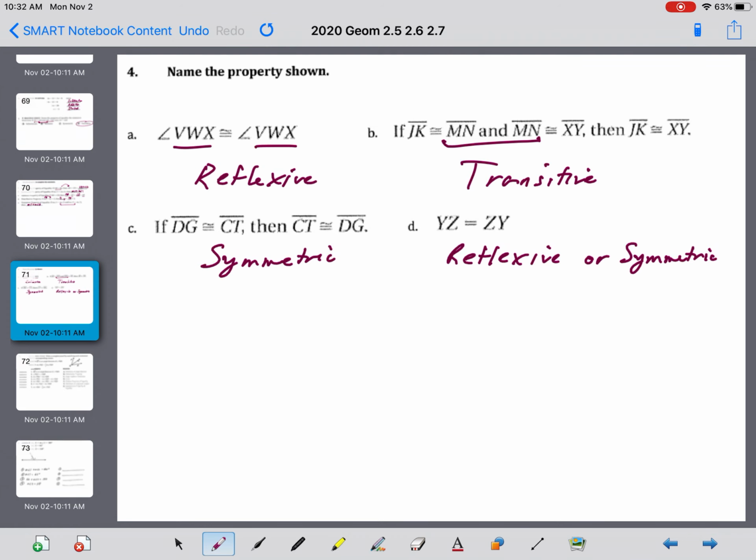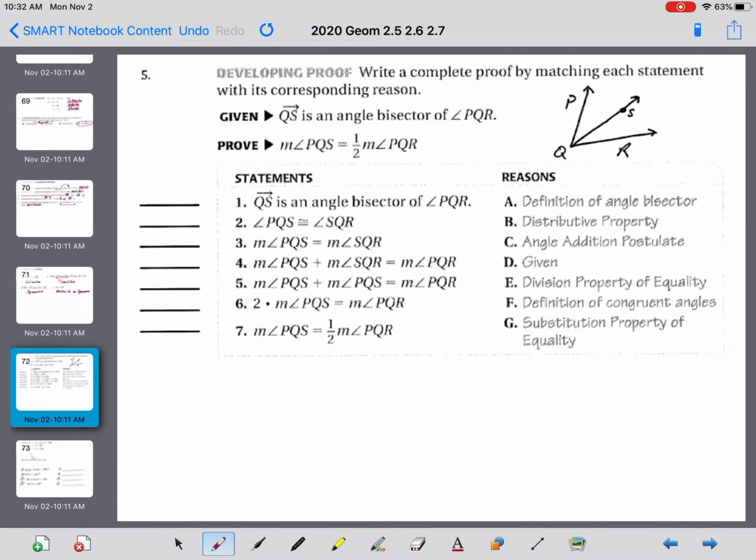All right, flip the page over. We've got some matching to do with our proof. So these reasons are not in the correct order. So they're not in order over here. We need to arrange them over on where they should go. So given. So we're going to take the given first. We're going to use up letter D here. Then it says those 2 angles are equal. That's because we have the word bisector and we fit the definition. So that's going to be A, definition of angle bisector.